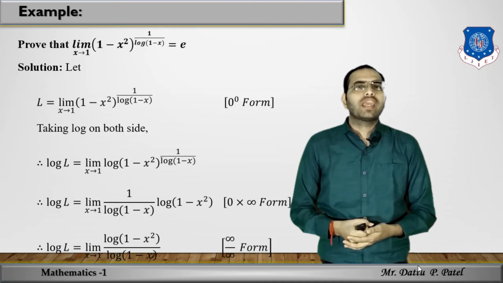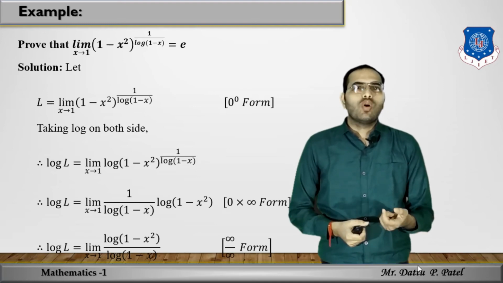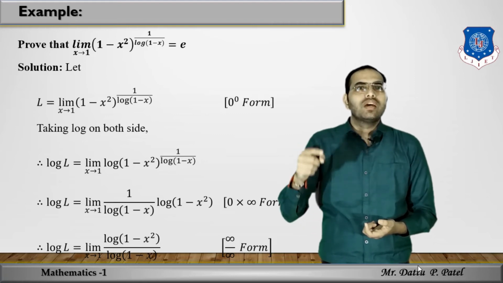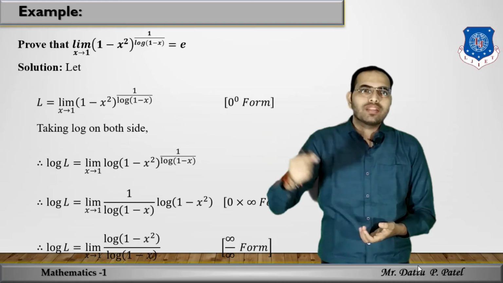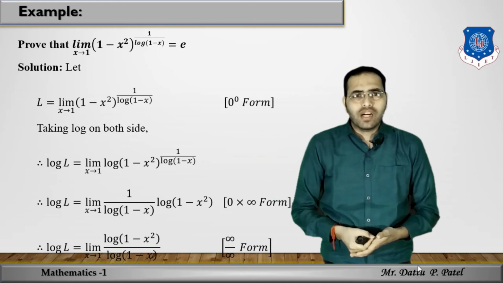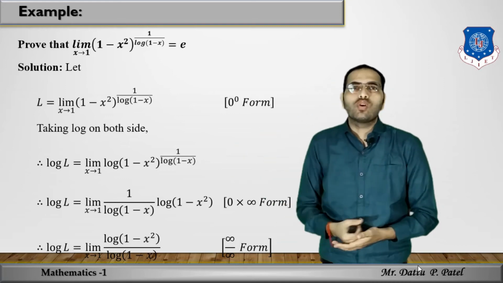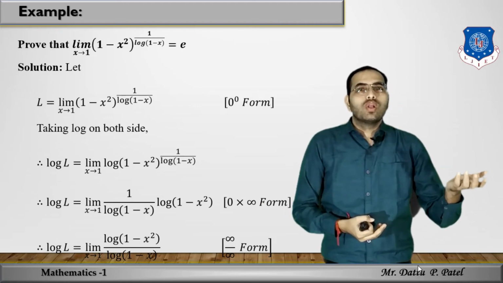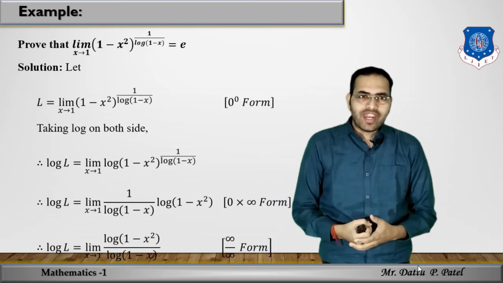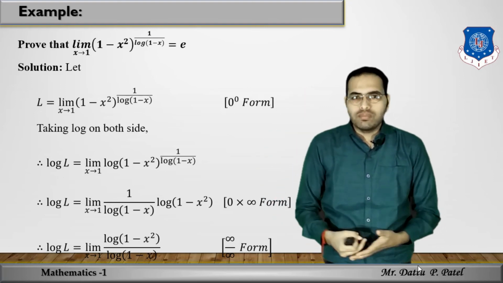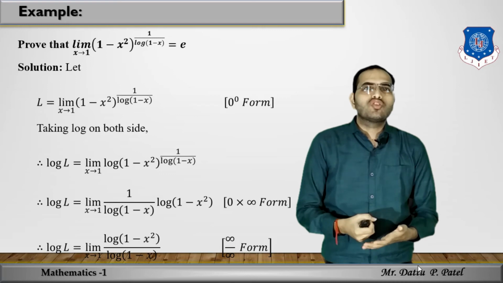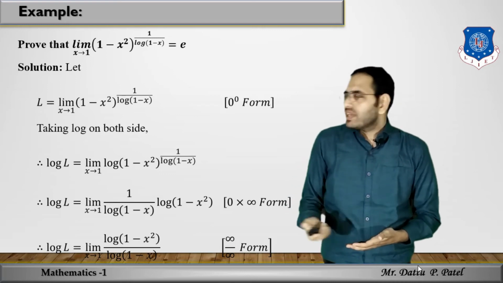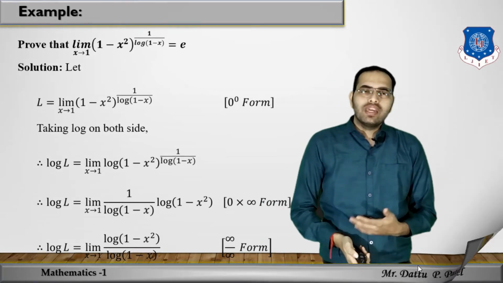Then obviously taking logarithm of both sides, log L equal to limit x tends to 1, log of (1 minus x square) raised to 1 upon log of (1 minus x). Here simplifying that term, it becomes the 0 into infinity form. Now converting the 0 into infinity form into 0 by 0 or infinity by infinity form, simplifying that term, it becomes limit x tends to 1, log of (1 minus x square) upon log of (1 minus x). That is our infinity by infinity form.